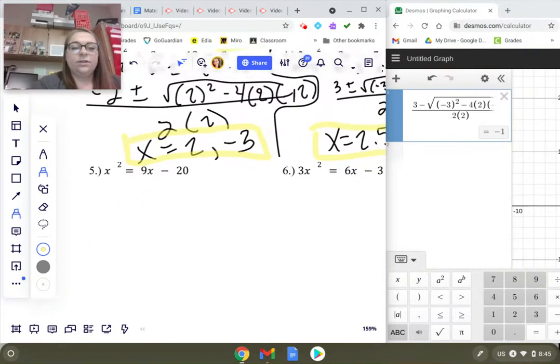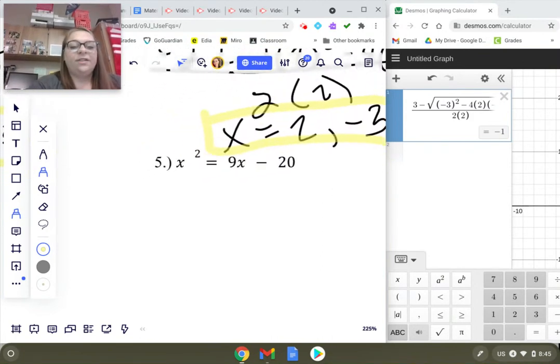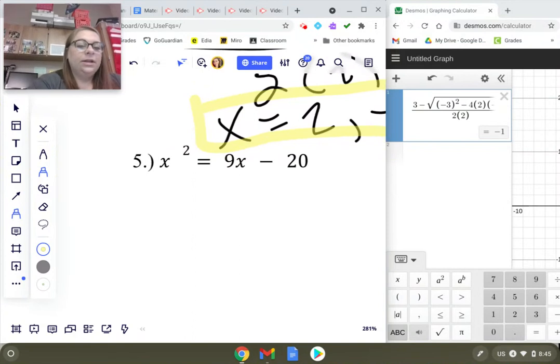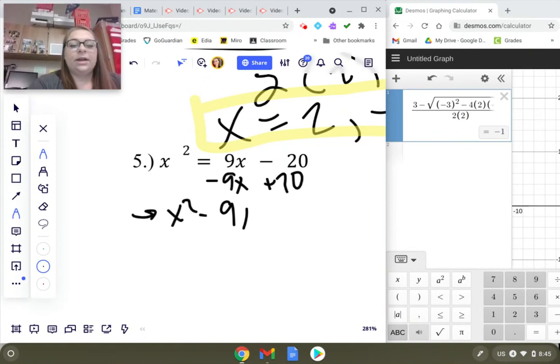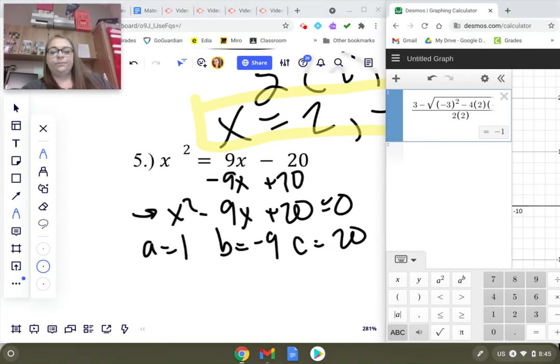Alrighty, the last two here, notice they're not set equal to 0, and that's what we have to do first. You always want your a to be positive. So looking at number 5, I want to move over that 9x and move over that 20. So we'd subtract the 9x, but add the 20. This new quadratic would be x squared minus 9x plus 20 equals 0, and then you can find your a, your b, and your c. So a is 1, b is negative 9, c is 20.